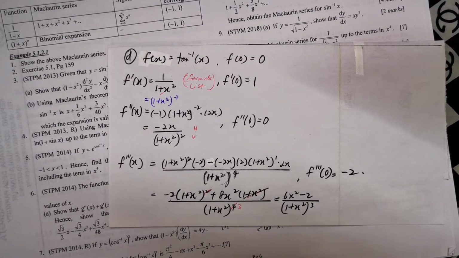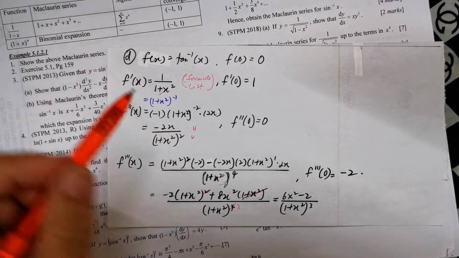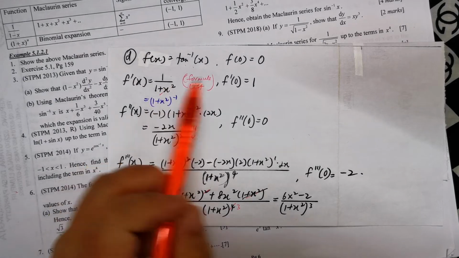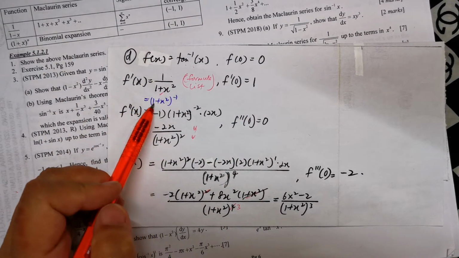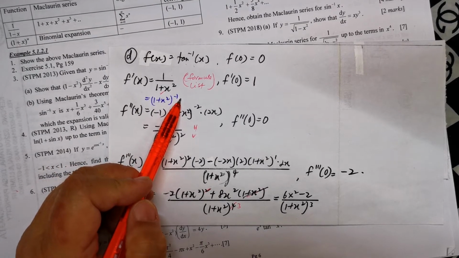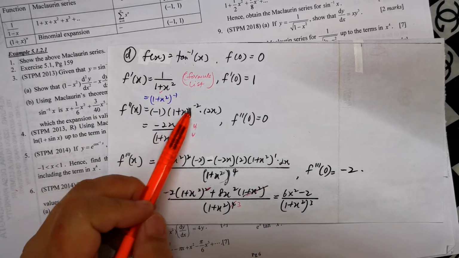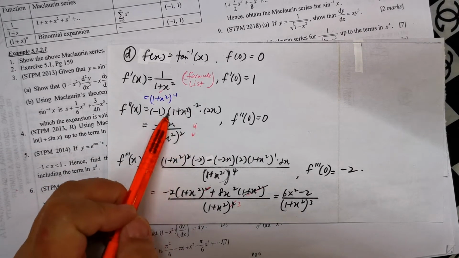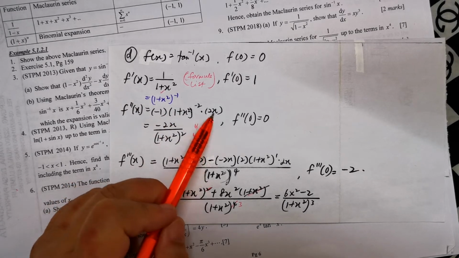So the first derivative is 1 over 1 plus x squared. Then sub 0 in. So your f prime 0 is 1. This one I can write as (1 plus x squared) to the power negative 1, easier for me to differentiate. So the second derivative will be index in front, index minus 1. Don't forget to multiply by differentiating inside. Differentiating inside gives 2x.